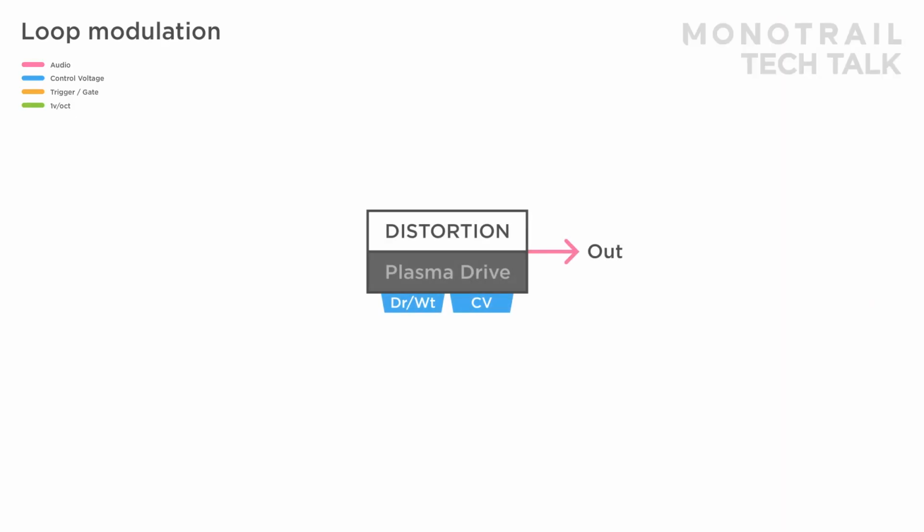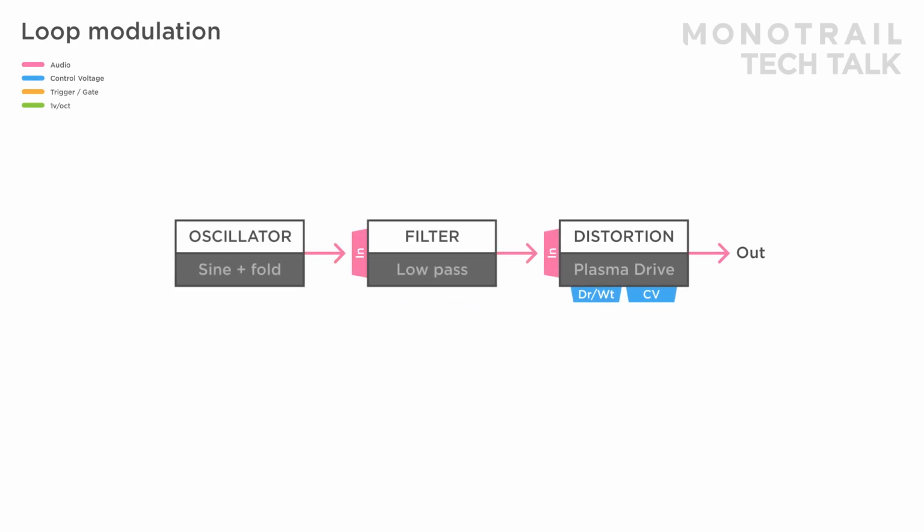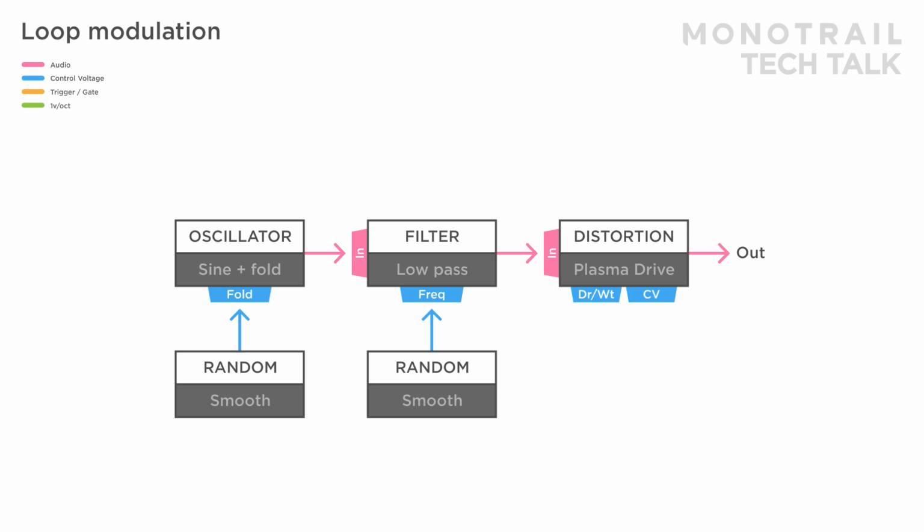Here, the distortion is used at the end of chain, which is often more interesting when it's processing more complex audio signals. In this patch, a sine wave oscillator with built-in wave folder through a low-pass filter is used. Both the wave folder and filter are modulated with a smooth random voltage to create a dynamic input signal. The filter modulation is set in such a way the audio almost disappears sometimes, which creates a nice input starving effect on the distortion.